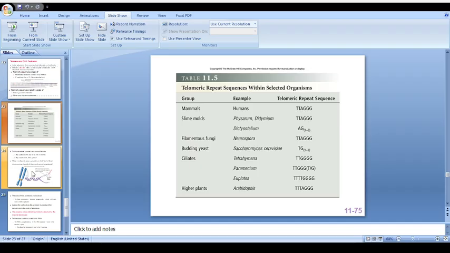the same as in a human being, whereas in budding yeast Saccharomyces cerevisiae, TG 1 to 3 repeats will be there, and in the ciliate Tetrahymena, it is similar to human. In Paramecium, TT, triple G and T or G will be there, and in Euplotes, 4T and 4G is present, whereas in higher plants like Arabidopsis, we have TTTA, that is a triplet of TA, a triplet of G. So these are the telomeric repeats which are found at the end of the chromosomes in the eukaryotic system.